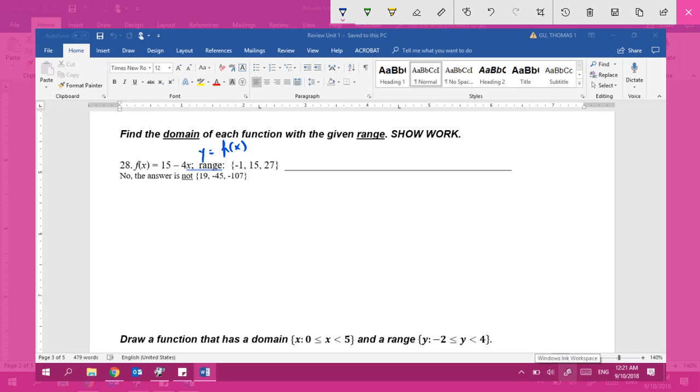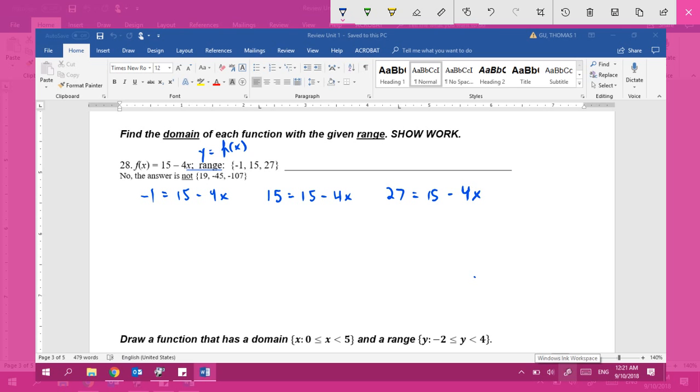For example, one of my ranges is -1. So I'm going to put -1 equals, let me write it a little higher, -1 equals 15 minus 4x. Another one of my ranges is 15, so I'm going to substitute in for f of x. 15 equals 15 minus 4x. And my last one is 27, so 27 equals 15 minus 4x. You see I substituted in for the f of x spot.